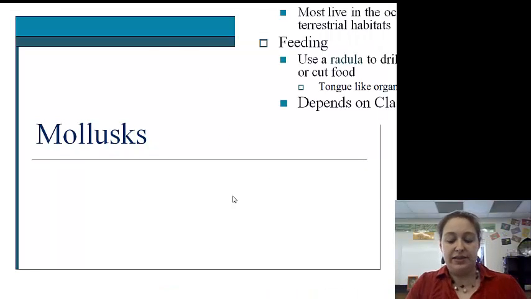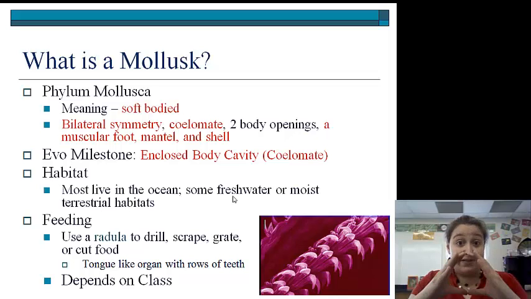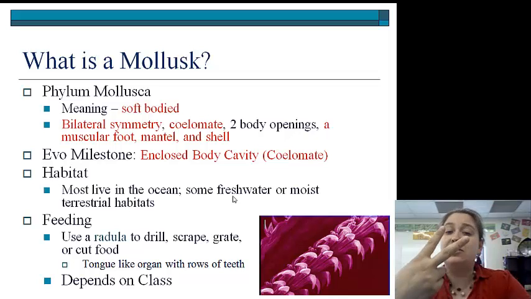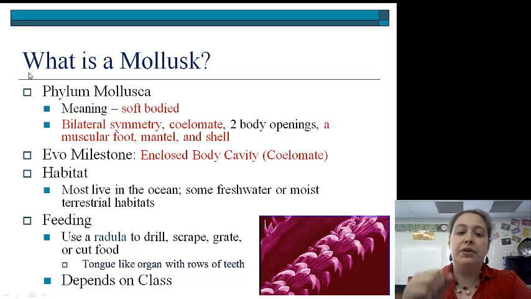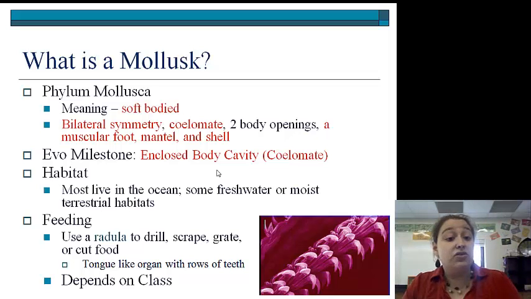Now moving on to mollusks. Mollusks are soft bodies. They have bilateral symmetry. They're coelomates, having that opening between the gut and the epidermis. And they have a muscular foot, a mantle, and typically a shell. Milestones is that they have an enclosed body cavity. They are coelomates. They live in oceans, fresh water, and moist terrestrial habitats, or land habitats.